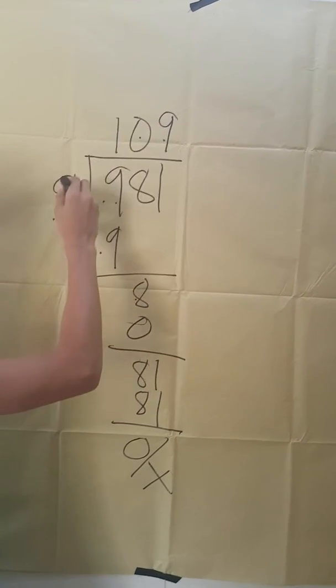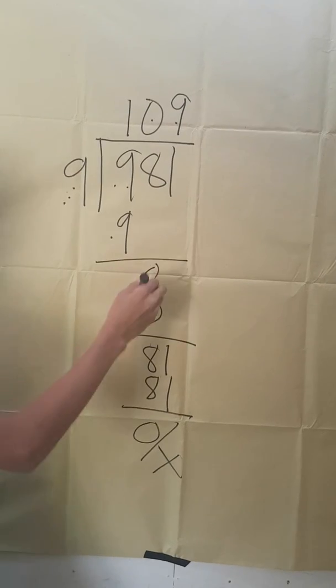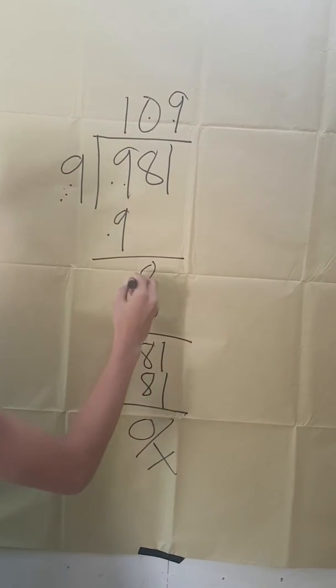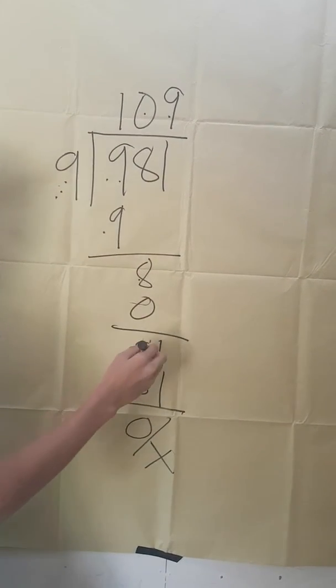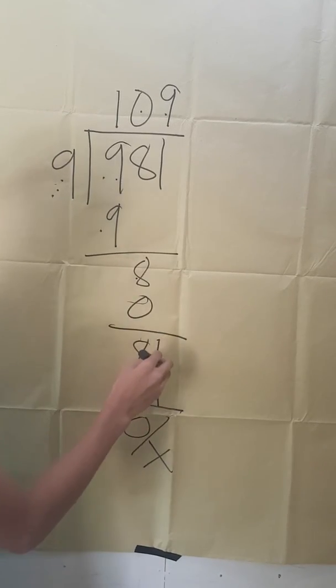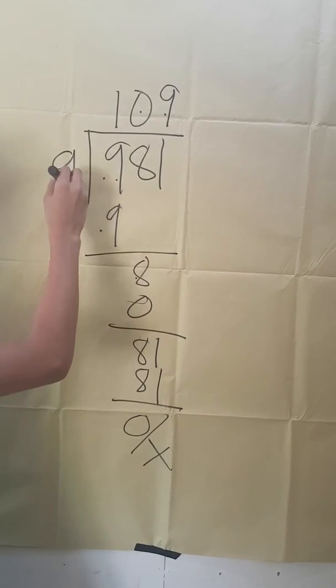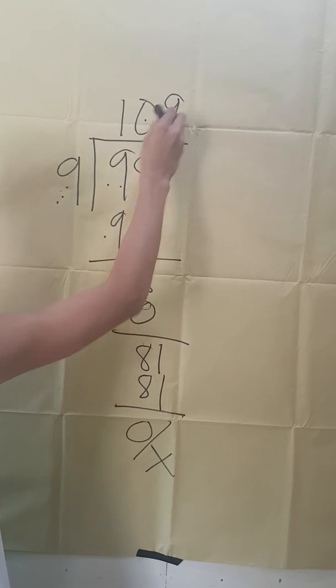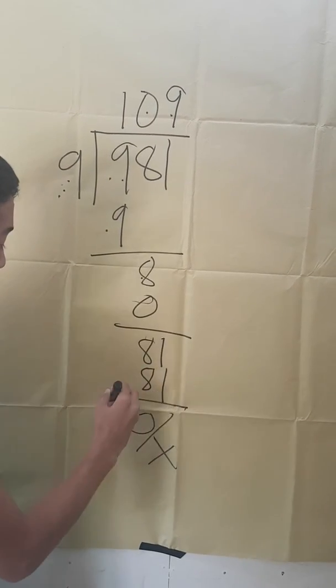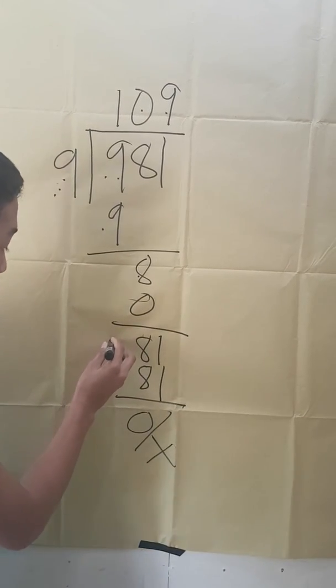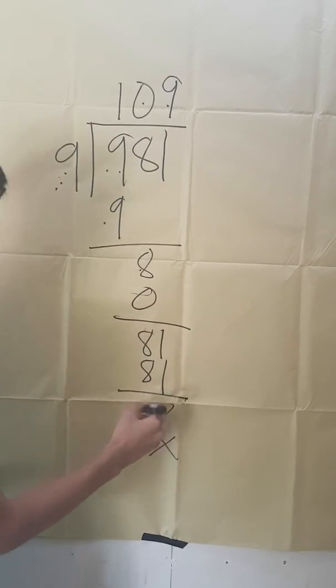0 multiplied by 9 is 0. Then 8 minus 0 is 8. You bring down 1. Then 81 divided by 9 is 9. 9 multiplied by 9 is 81. Then 81 subtracted by 81 is 0 or x.